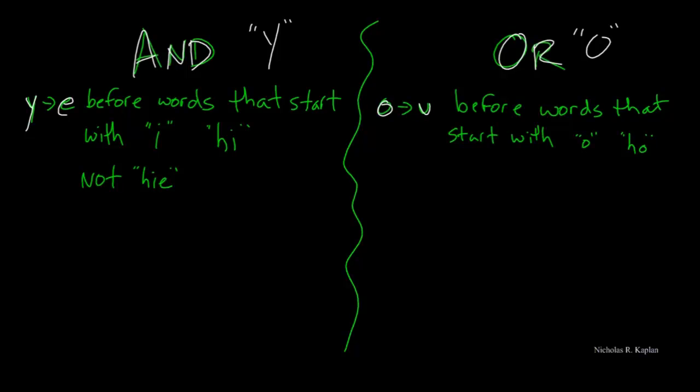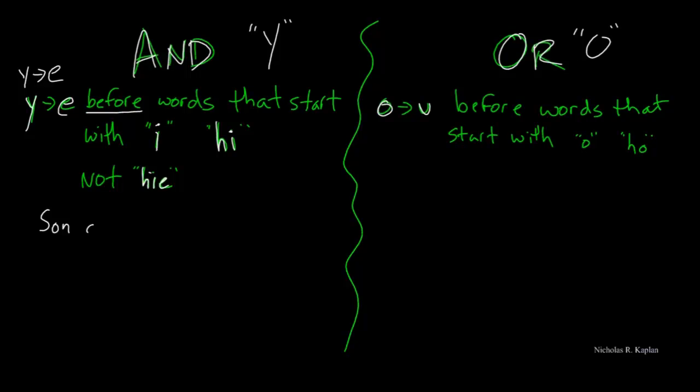Now, when can this happen? Well, we will change from "y" to "e" when it falls before words that start with "i" or "hi," but not "hie." Okay, so let's look at a few examples.